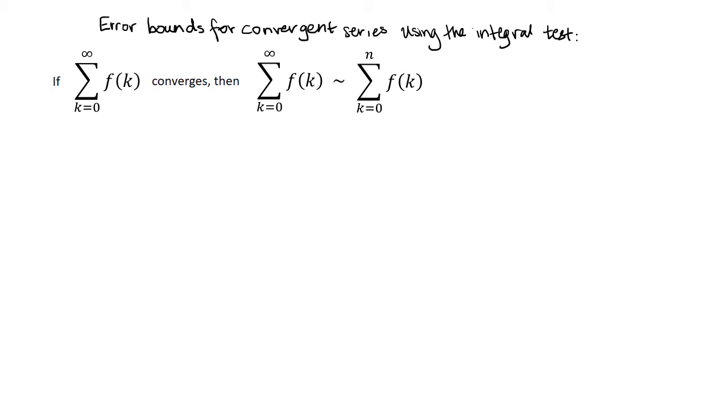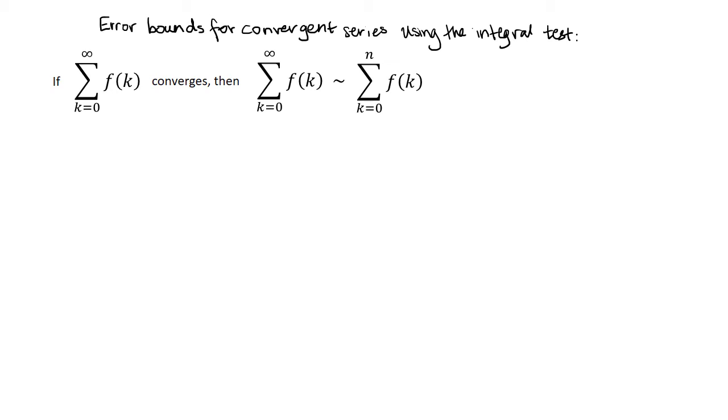If we have a series whose terms satisfy the conditions of the integral test, and we know that our series converges, we're going to be able to provide bounds on how close a partial sum is to the sum of the series.